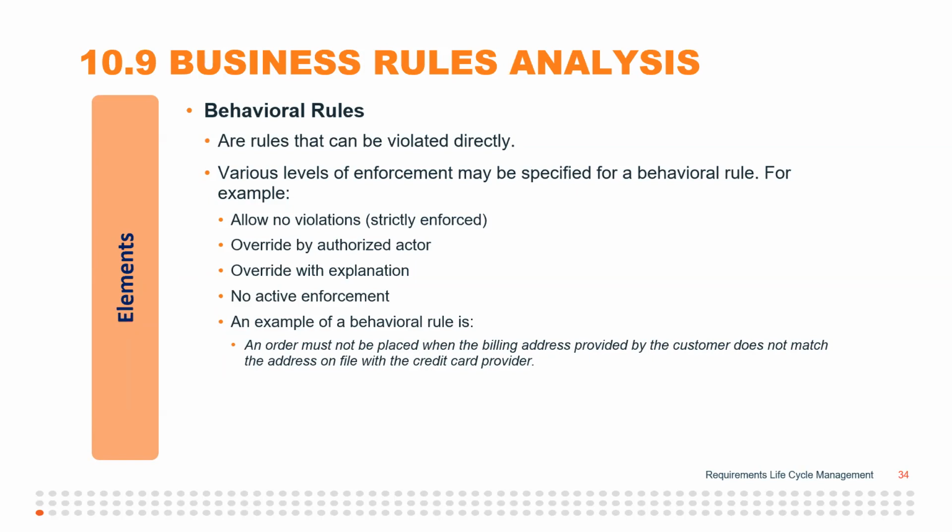So an example of a behavioral rule is an order must not be placed when the billing address provided by the customer does not match the address on file with the credit card provider. And that's in general enforced by AVS checking. I don't know if you're familiar with that, but credit cards have AVS checking, right? Where you have to have the correct billing address that actually is on file with the credit card.